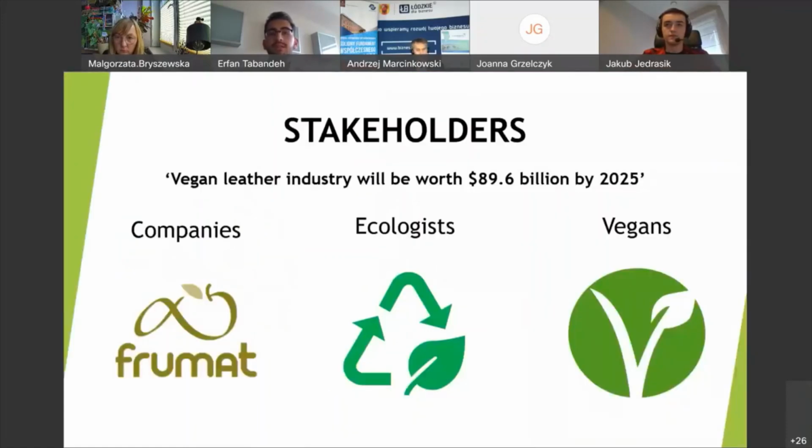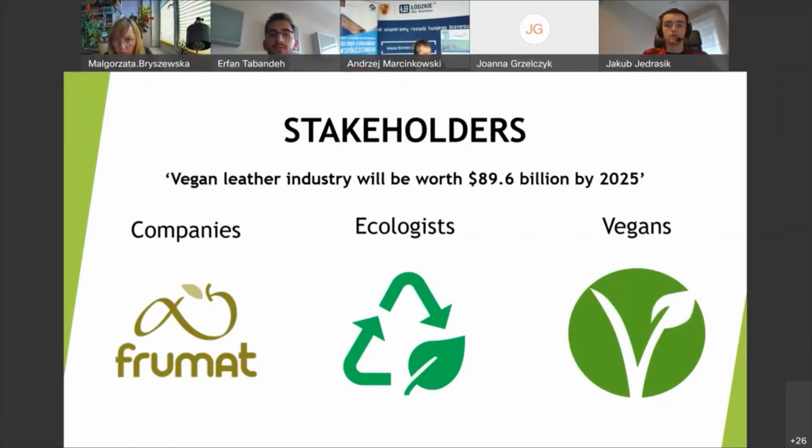The vegan leather industry is estimated to be worth $90 billion by 2025. So the first question that comes to our mind is who is interested, or who are the stakeholders of such leathers? During our desk research, we identified the stakeholders and categorized them into 3 groups. The main stakeholders are vegan leather producing companies, for instance, Beyond Leather, Frumat, Fruit Leather Rotterdam, and moreover, large companies such as Tesla are also raising their interest in the use of vegan leather in recent years.